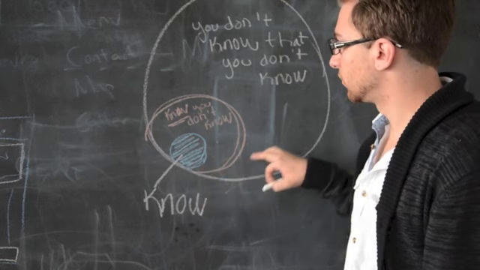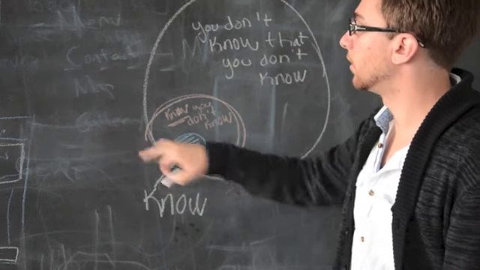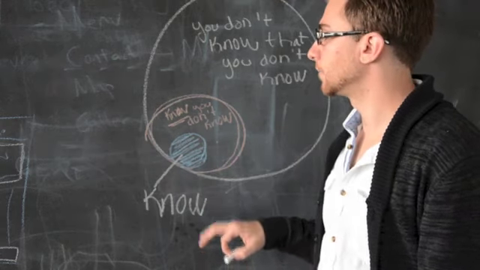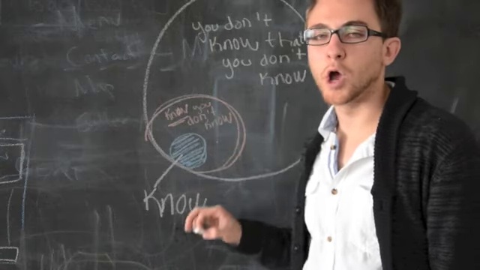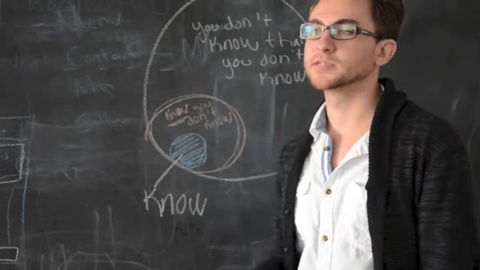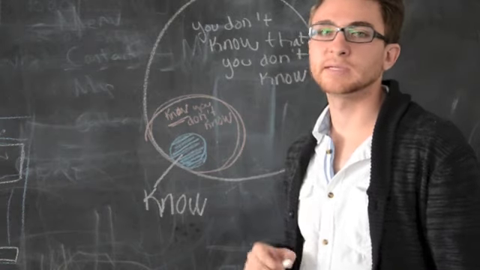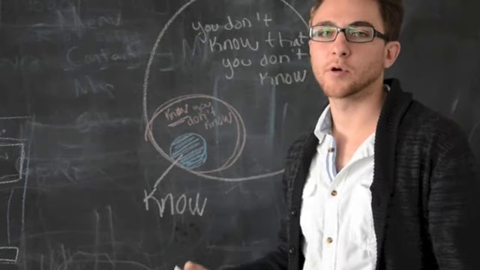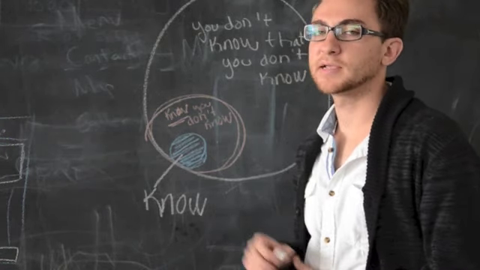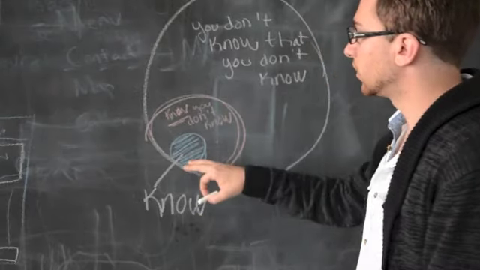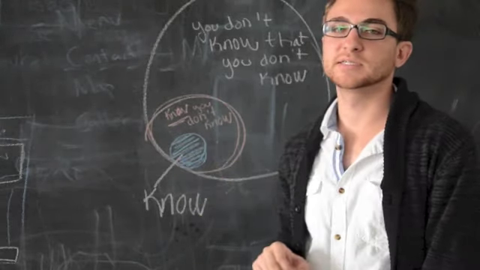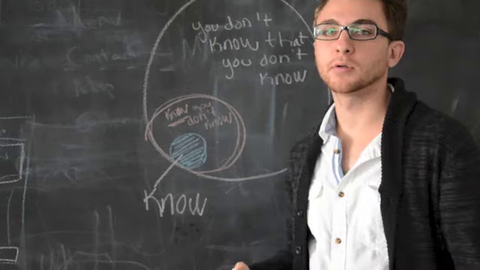The second circle, outlined in red right here, that we've titled knowledge that you know you don't know. So for me, things like speaking Mandarin, I know I don't know how to speak Mandarin. Things like that, we call that in the Foundry risk, because these are things that are known that we don't know.